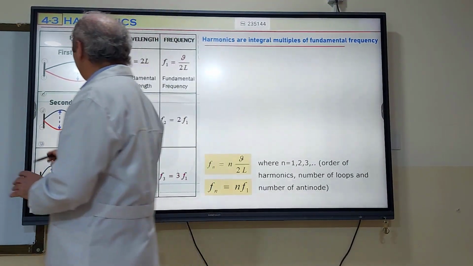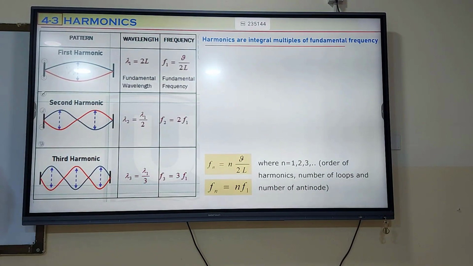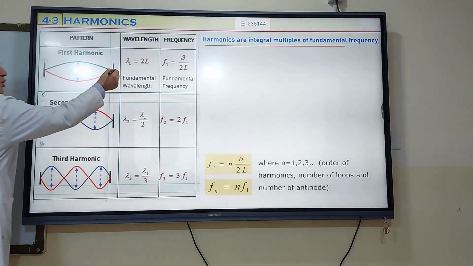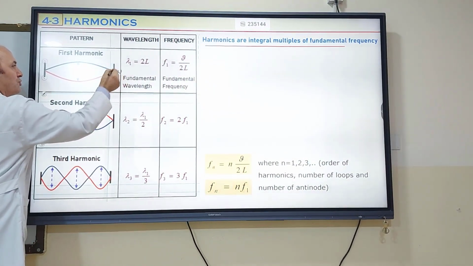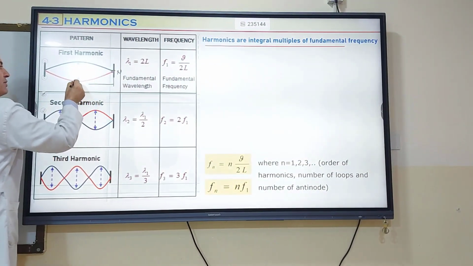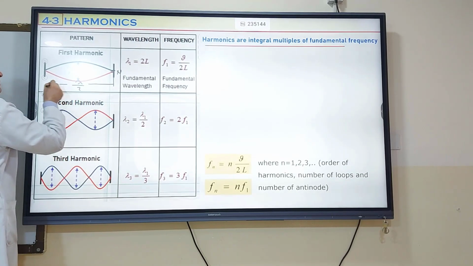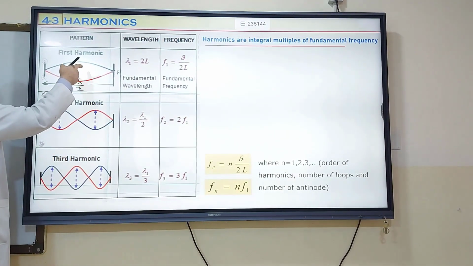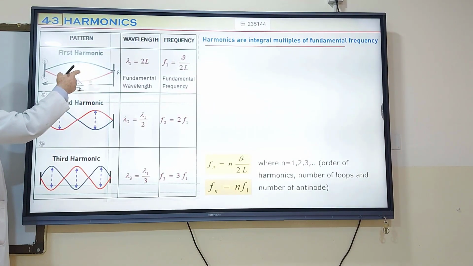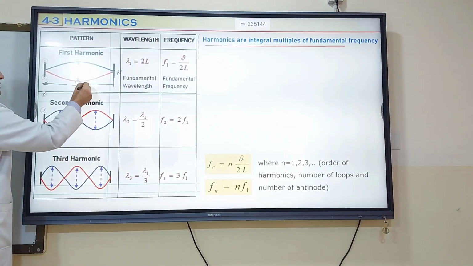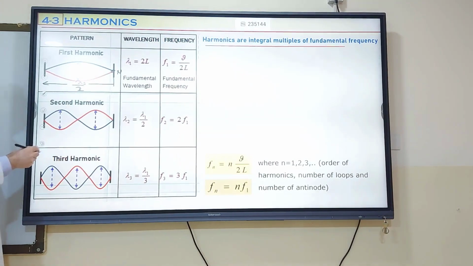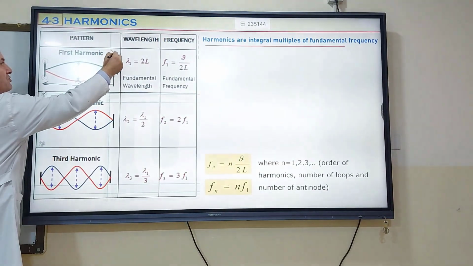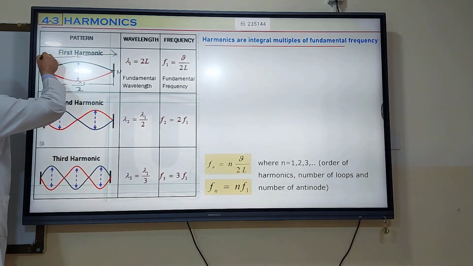Okay, as we said, the length of a single loop is lambda over 2. From one node to the next node, lambda over 2. This length is lambda over 2. But this is the wavelength of the first harmonic. First order standing wave, first harmonic. I will write in here lambda 1 over 2. It's equal to the length of the string. From here to there, it is the length of the string.